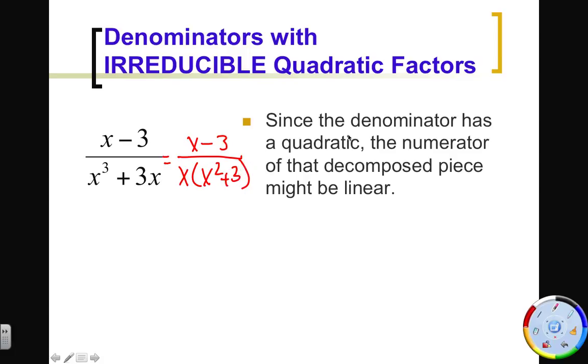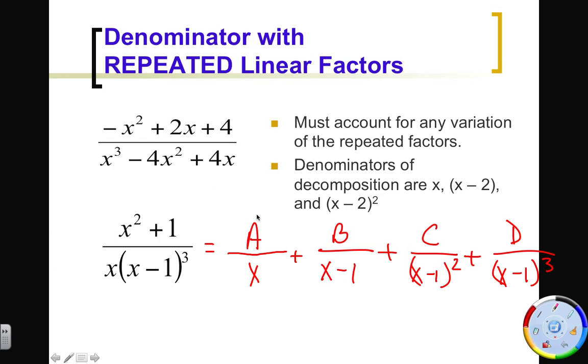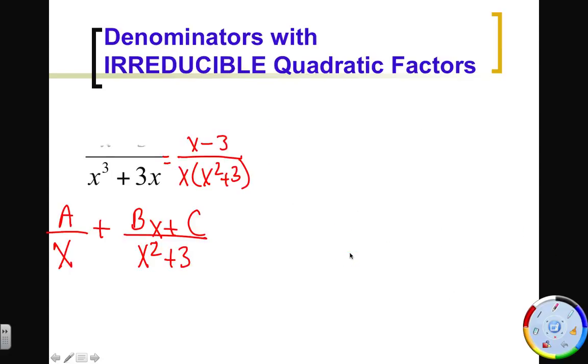Well, what this means is my numerator could have been linear in the first place. So when we write this as the decomposition process, it would be A over x plus, we'd have my quadratic piece, and in the numerator would be Bx plus C. And note that this is only for this irreducible type, x squared plus 3, that's not factorable. You might have noticed back here on this page, I said this is a quadratic technically, but because they're linear factors, we just keep a constant in the numerator.